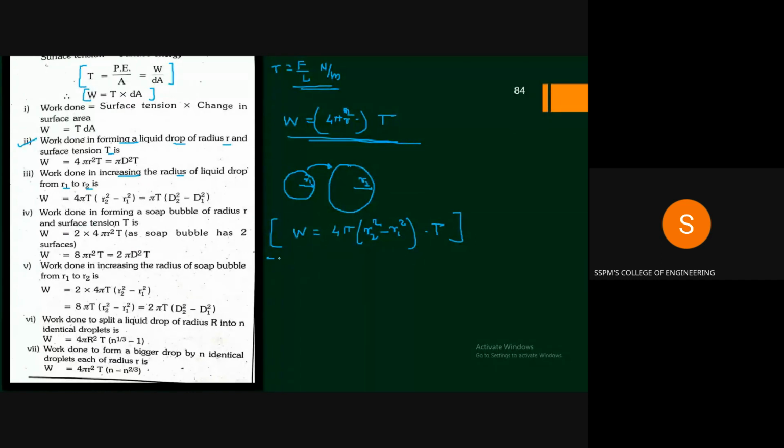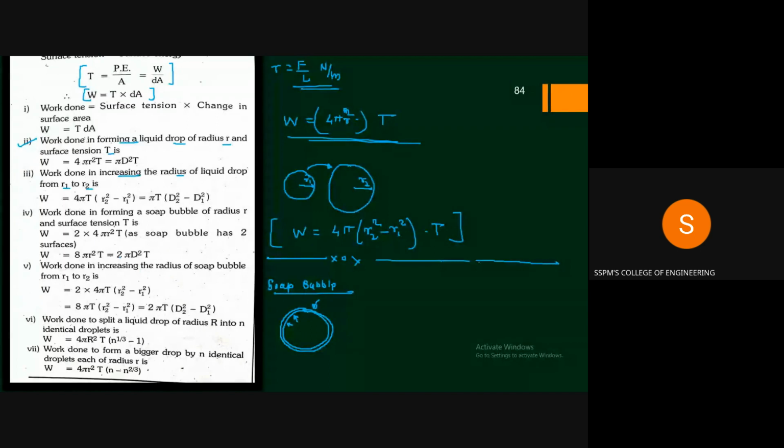A similar expression we can write for the soap bubble. The only difference between the bubble and the drop is that in case of a drop we just have one surface area, and for the soap bubble we have to consider the inner area and the outer area. So this is the soap film in the soap bubble. We have to consider this area as well as the outer area.